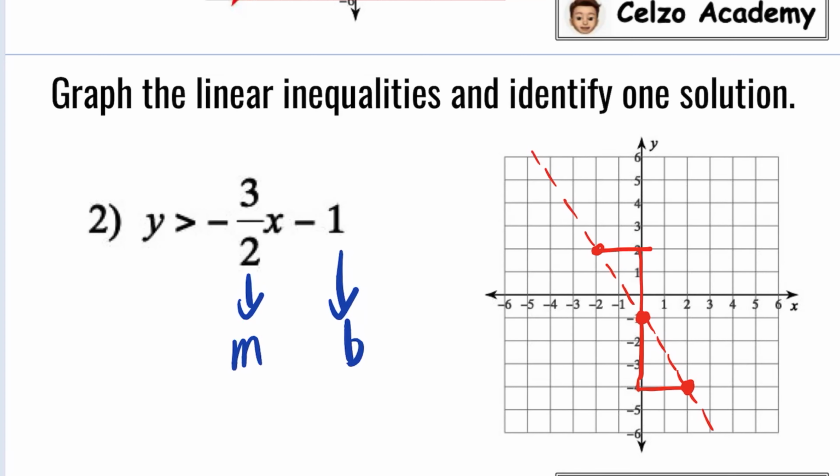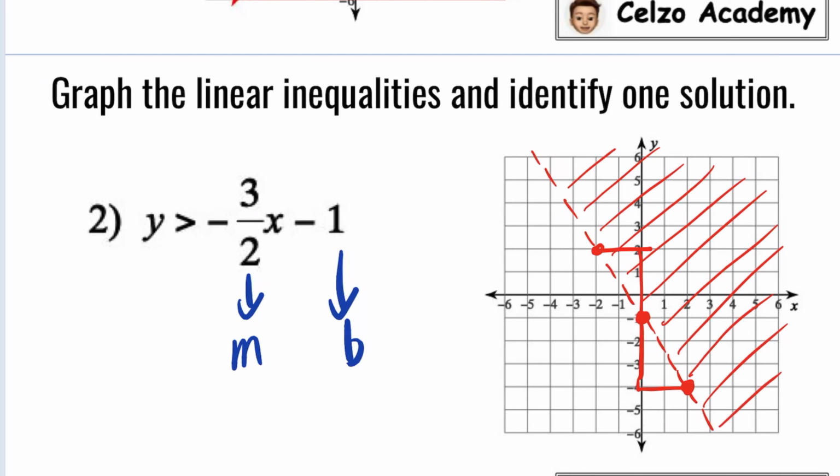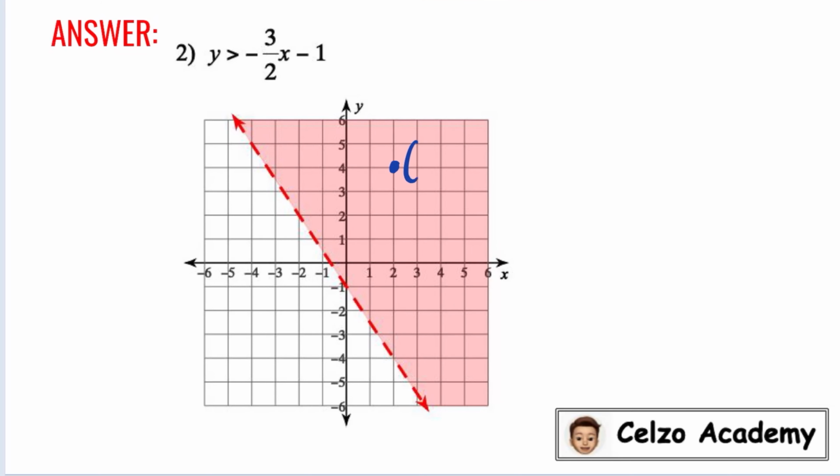Are we shading the upper half or the lower half? We're shading the upper half because you have y is greater than, which means that the solution set of this inequality are any ordered pairs above this line. Let's take the point (2, 4). And this point should satisfy the inequality.